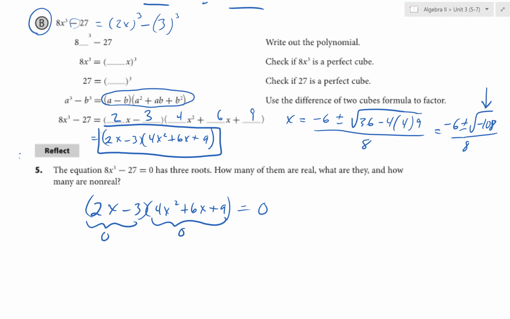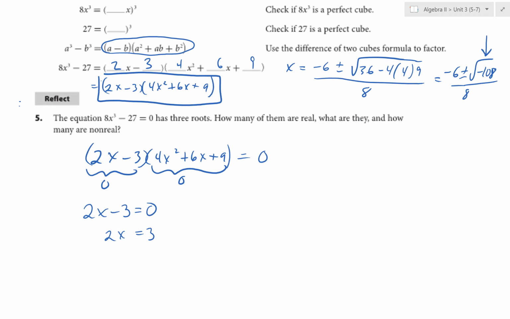So what x value will make 2x minus 3 equal to 0? What do you think, Owen? What x value will make 2x minus 3 equal to 0? It sometimes helps if you write it out like this. 2x minus 3 equals 0. Add 3 to both sides. What are you going to get? 3 halves. Good, 3 halves.